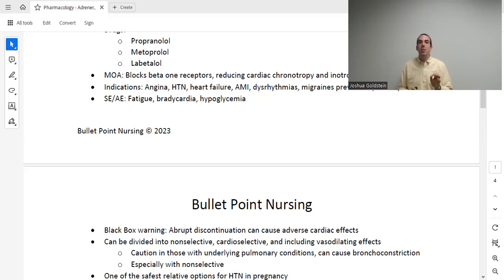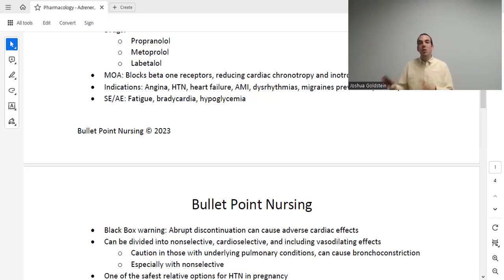Now, I want to touch a little bit on what we talked about at the beginning of this specific drug class. Some of these drugs are known as non-selective, some are cardioselective, and some include vasodilating. Let's touch on that very briefly. Non-selective means it's not selective to beta 1. So if it's not selective to beta 1, it affects beta 1 and beta 2. Well, beta 1 is what we're going for with this drug class. We're trying to lower the heart rate. We're trying to lower the inotropic and contractility effects.